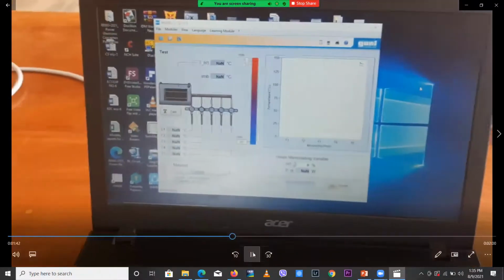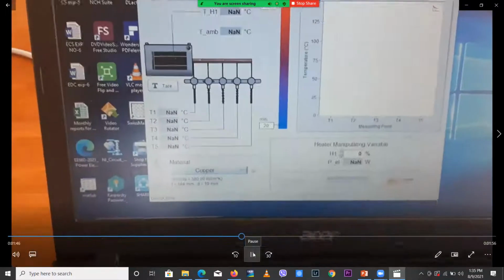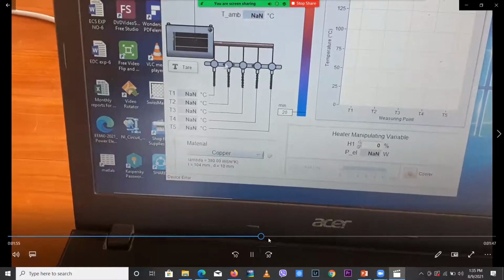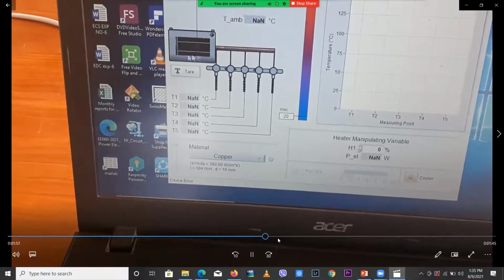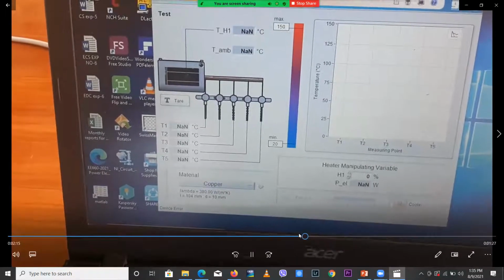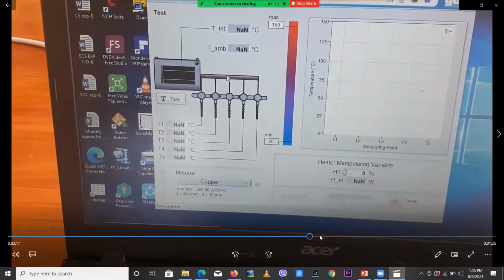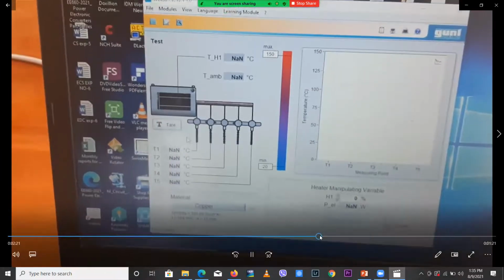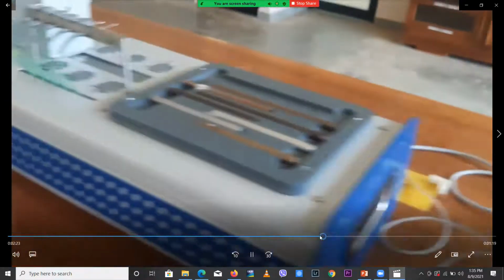You can see in this software there are 4, in 4 different places, 1 2 3 4. So in 5 different places there are 5 different temperatures, right? Those we can directly obtain from this software. So this is the setup here.